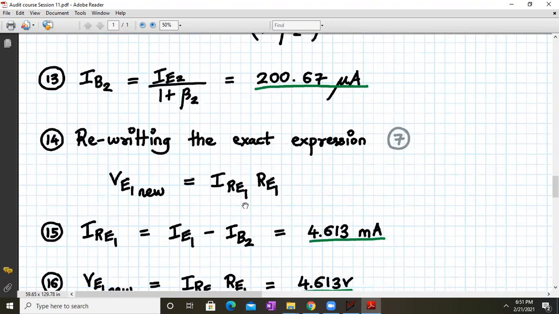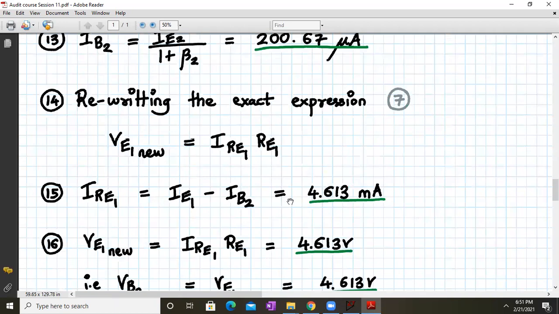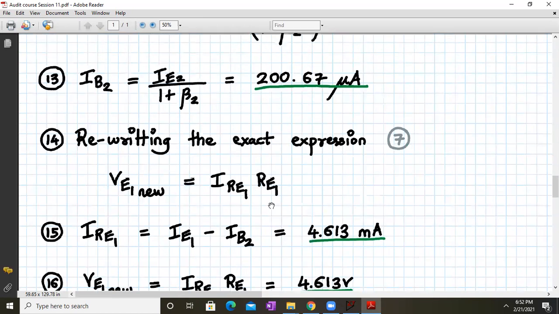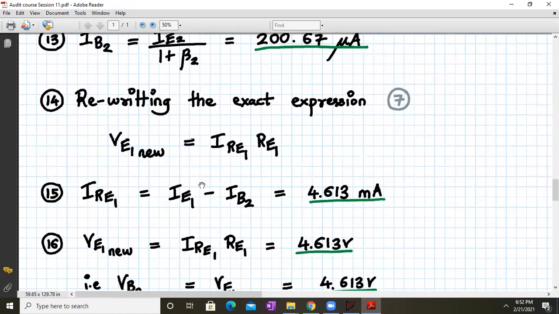So VE1 will be IRE1 into RE1. Now what is IRE1? IRE1 is IE1 minus IB2. So that we get it easily. This is 4.613 milliamperes. Okay. Since we got the value of IB2, now we can substitute it over here. Earlier we have assumed IRE1 is equal to IE1, and we have ignored the effect of IB2. Now since we have IB2, we substitute it over here and we'll get the new value of IRE1. So it is 4.613 milliamperes.